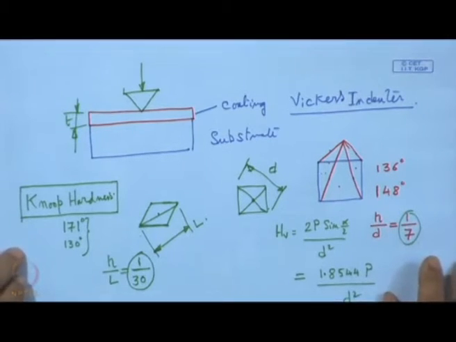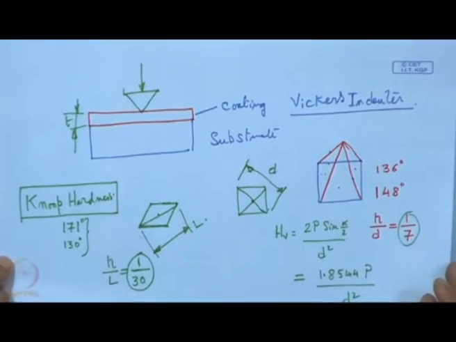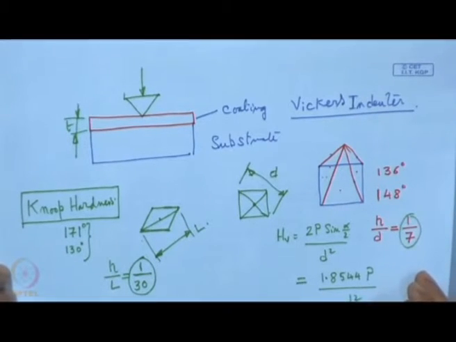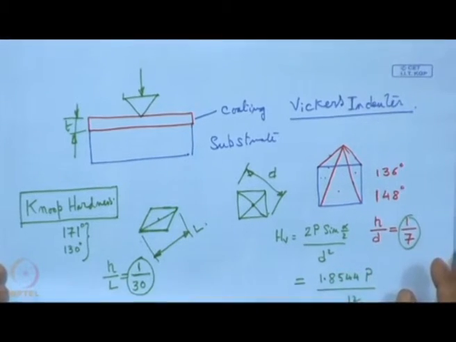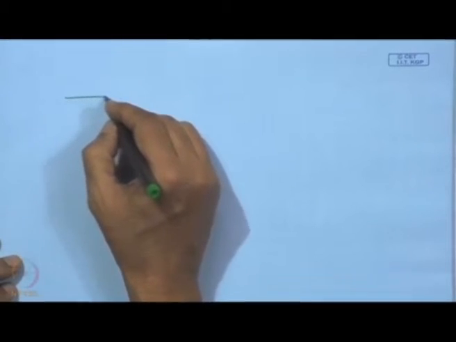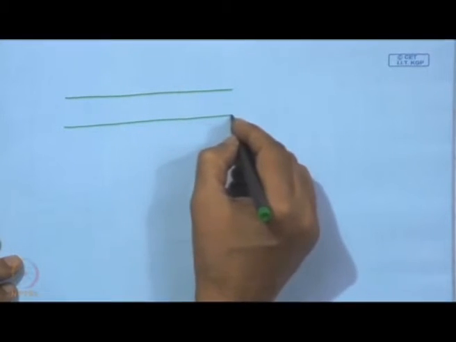However, one thing one has to look at, whether it is a Rockwell, Vickers hardness tester or Knoop hardness tester, that this depth of penetration should not exceed the coating thickness. So, that is one of the issues one has to look at.